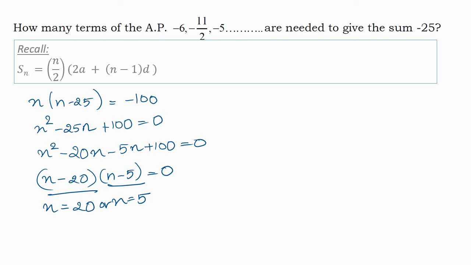Okay, so how many terms do we get? The answer is n equals 20 or n equals 5.